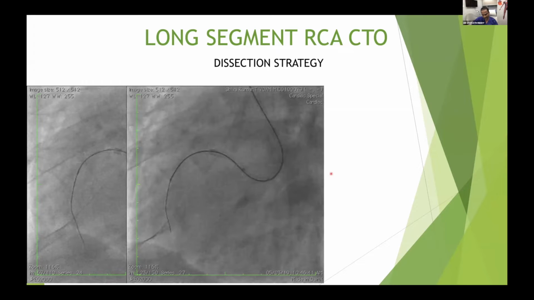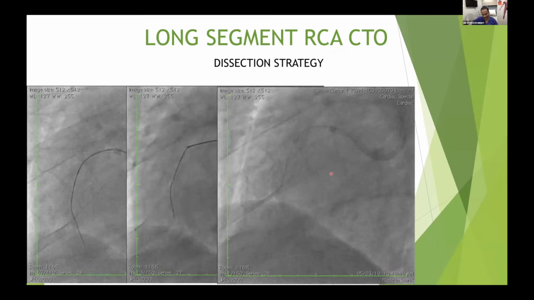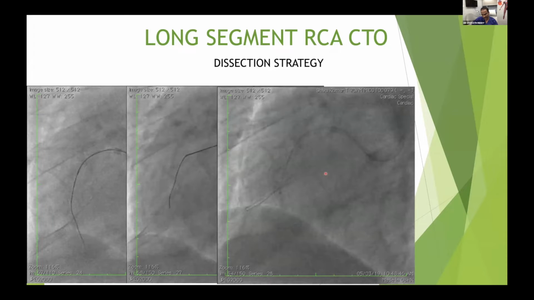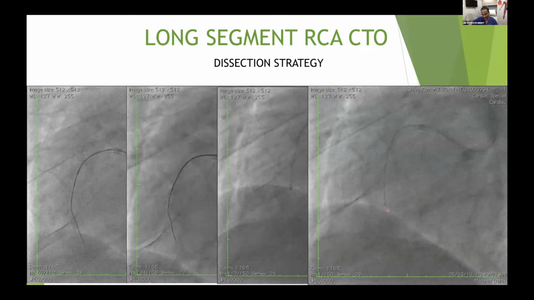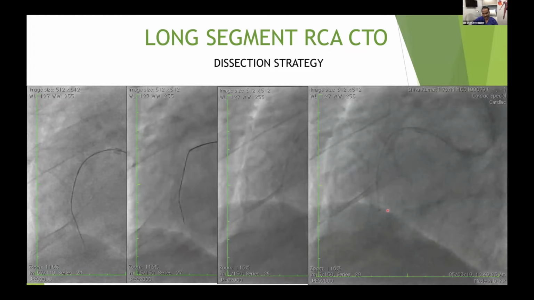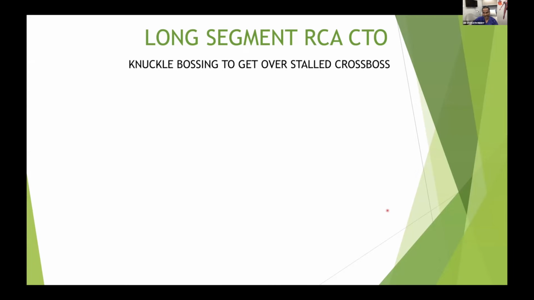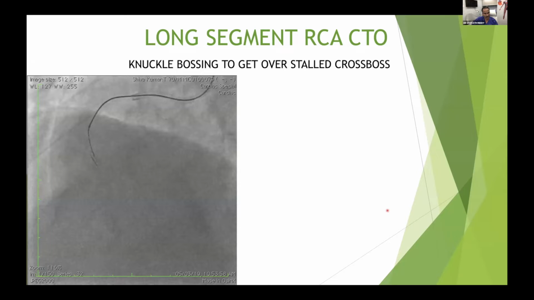I removed the wire and we advanced Crossbars with spin advancement, and subsequently the Crossbars got stuck at this point. It was not advancing beyond this point. So then I realized it is some calcium sitting there, because of which it is not advancing. Then we pulled Crossbars back and took a knuckle with a Fielder XTR wire.